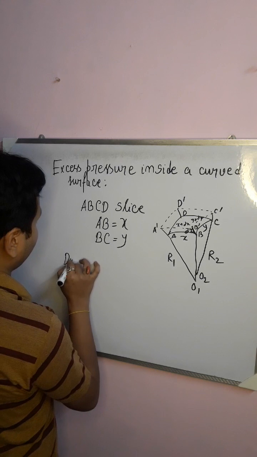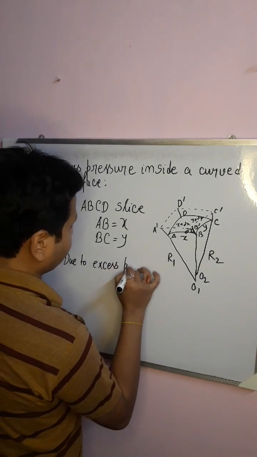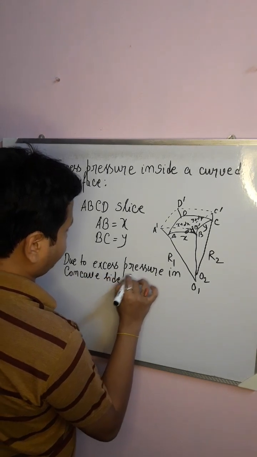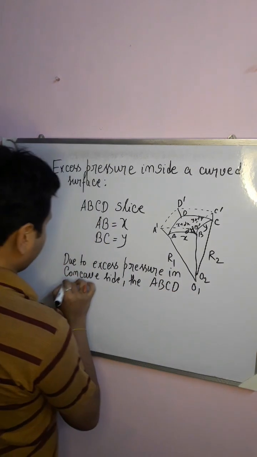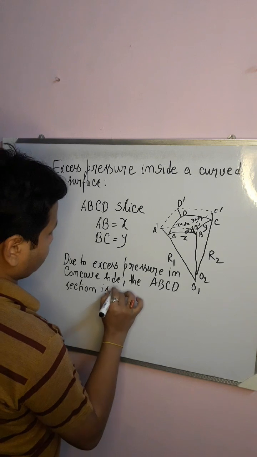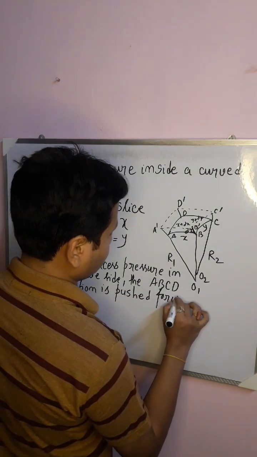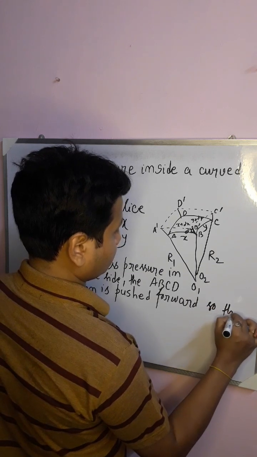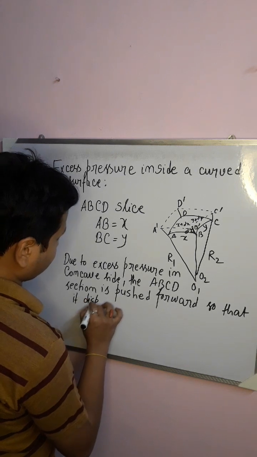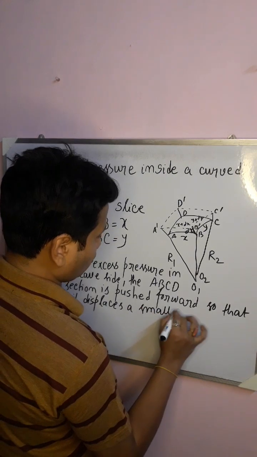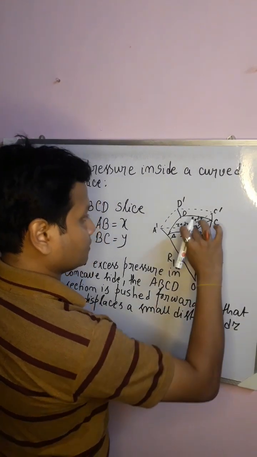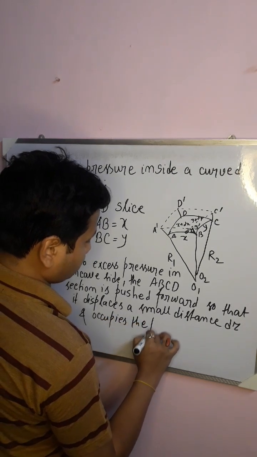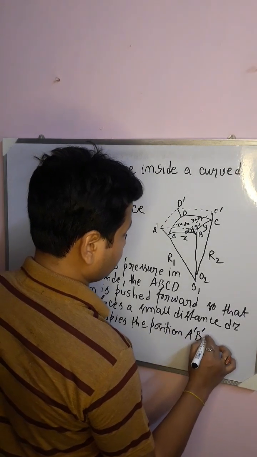So due to excess pressure in the concave side, the ABCD section is pushed forward, so that it displaces a small distance dz. This is the dz, and it occupies the position A dash, B dash, C dash, D dash.